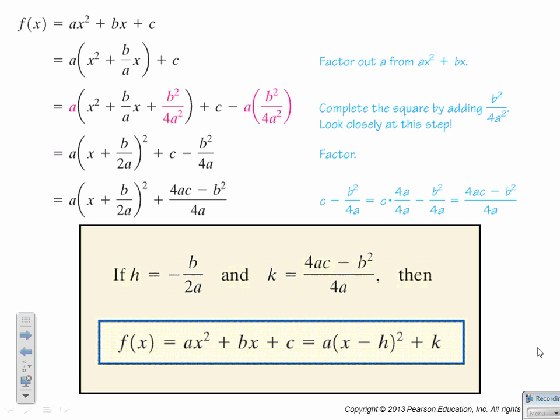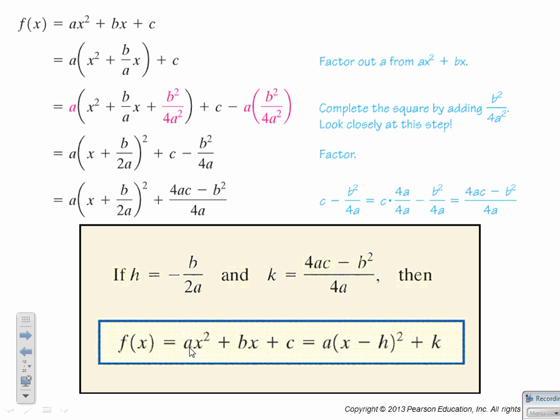So write this down, get a highlighter out, get your star, put a box around this. If f of x is equal to ax squared plus bx plus c, which is also equal to a parenthesis x minus h close parenthesis squared plus k, we can find h and k by using these formulas. H is equal to -b over 2 times a.